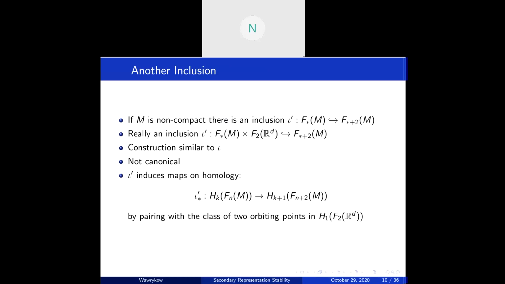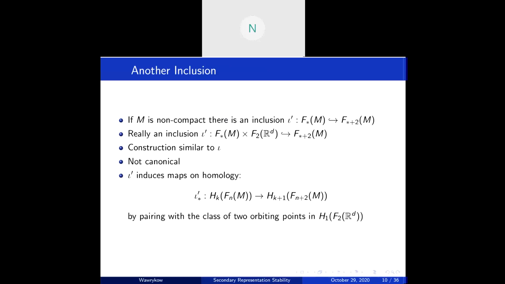But note here that while we're going to increase the number of points by 2, as kind of expected because you're adding 2 points, you're also increasing the homological degree by 1. And this is because iota prime really corresponds to taking a class in homology, the kth homology group of the ordered configuration space of n points on M, and you're pairing that with 2 orbiting points, the homology group of 2 orbiting points in R to the D.